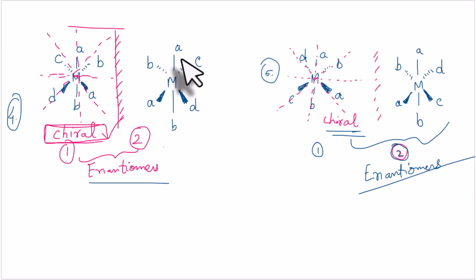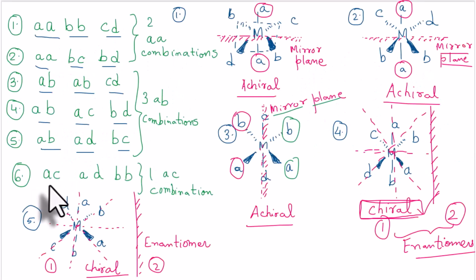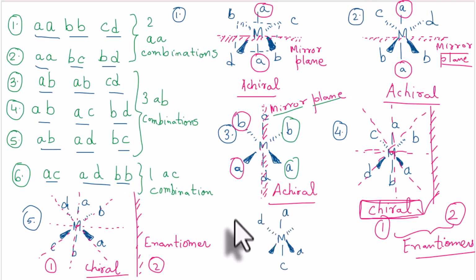Okay, now going back to the previous slide, we are left with the last structure, AC, AD, BB. So we are now drawing structure 6, AC, one on top, other at the bottom, then AD, and then we have BB. Okay, so this is the last ligand combination. Now try to cut it through this plane, or if we keep a mirror at this position, then we get a reflection of the same ligands B and B.